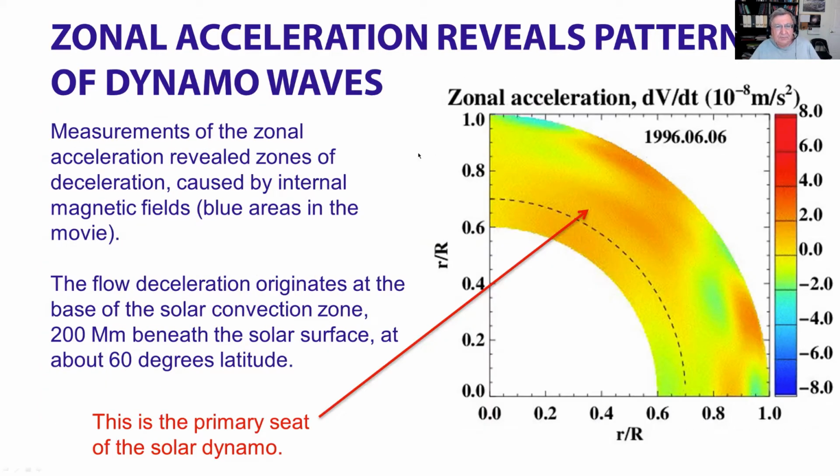Here I'll show this movie in a moment. This is just a cross section through this quarter of the sun. You can see here that the convection zone is a dashed line, and red and blue show acceleration and deceleration. Here is the polar region, here is the equator. So let me play this movie.